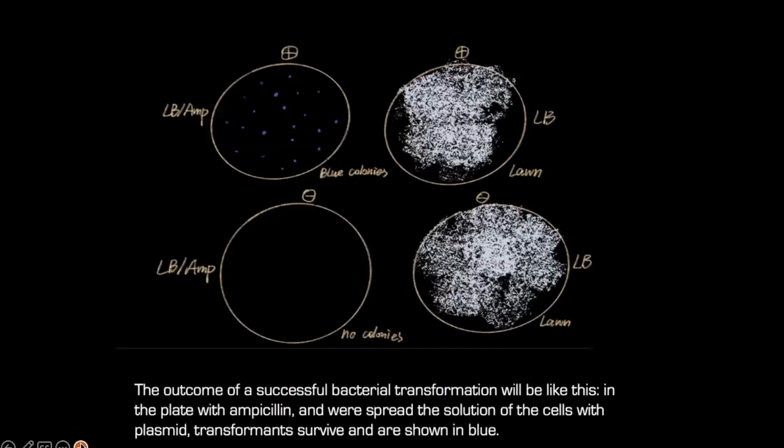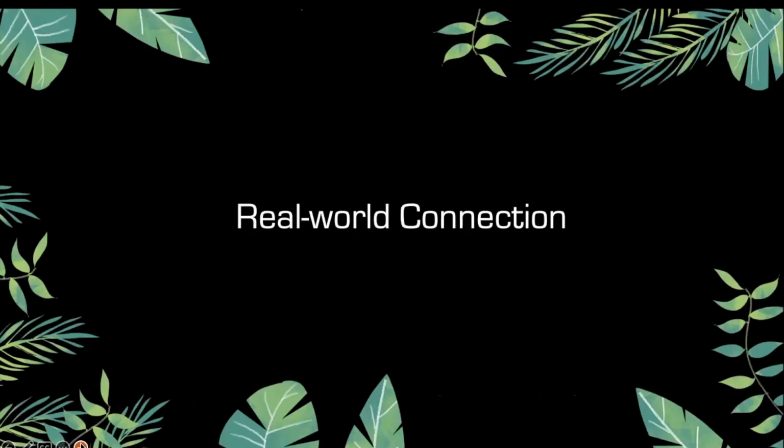The outcome of successful bacterial transformation will be like this. In the plate with ampicillin, and with the spread solution of the cells with plasmids, transformants survive and are shown in blue. The experiment is closely related to the real world.